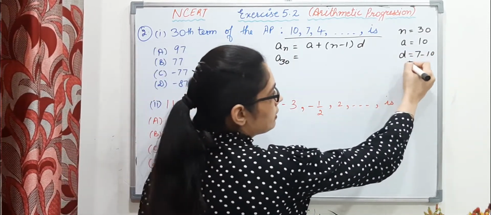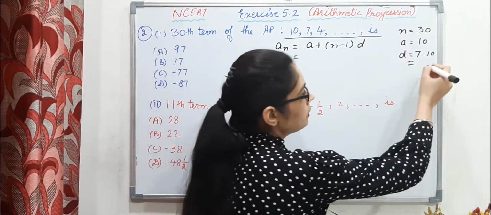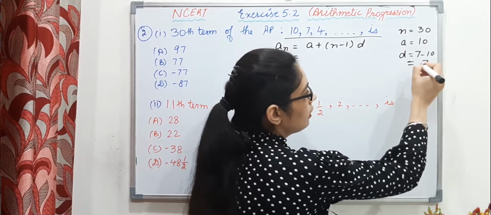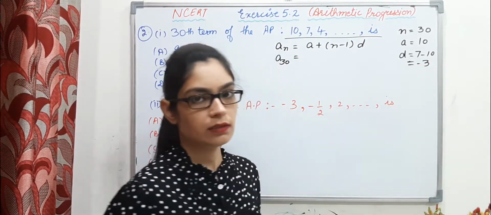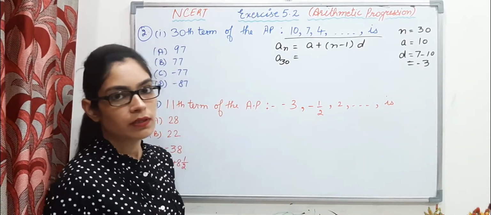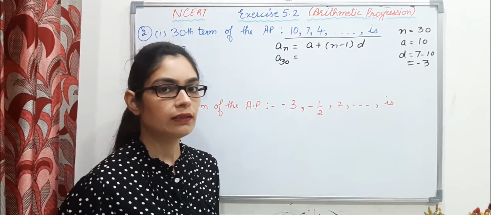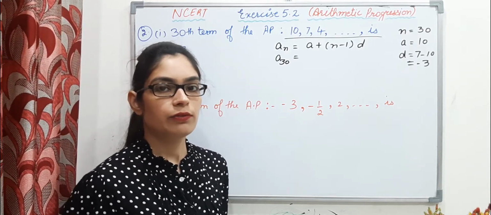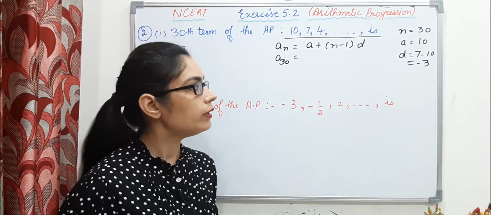7 minus 10 is equal to minus plus minus. So 10 minus 7 is 3, and the sign which is with the greater number. So minus, because 10 is the greater number and with 10 the minus sign is there. See, any term we can use. While doing exercise 5.1 also I have told you, and if you haven't seen that video, I have shared the link in the description. You can check out that video also.